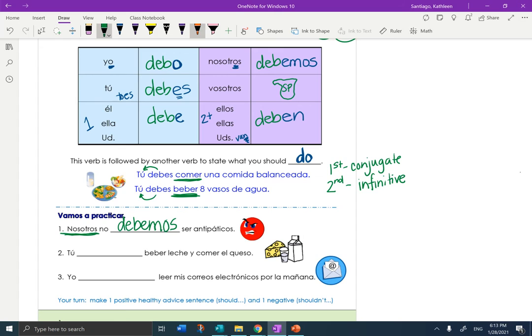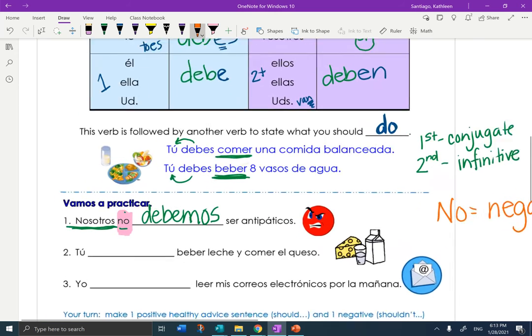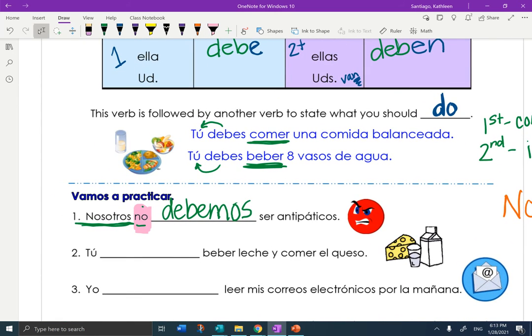Please note that we have a no here. Okay, that no is negating. So now we're not saying you should, we're saying that you shouldn't. So when you put a no in front of it, you're negating the verb deber. So instead of saying should, you're saying shouldn't with the negation. Nosotros no debemos ser antipáticos. We shouldn't be unfriendly or mean.